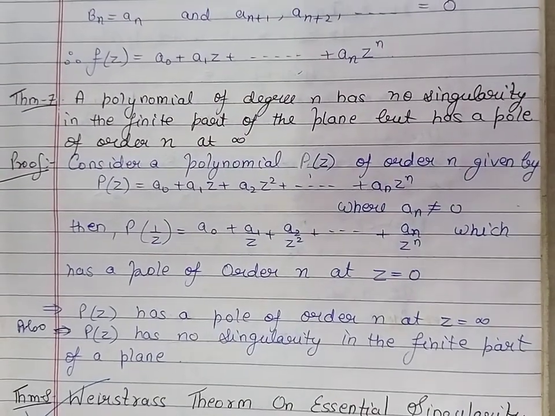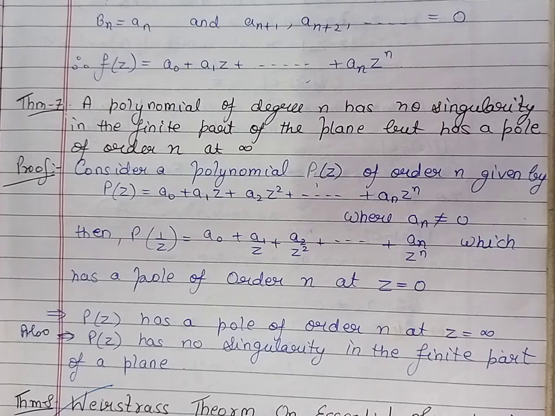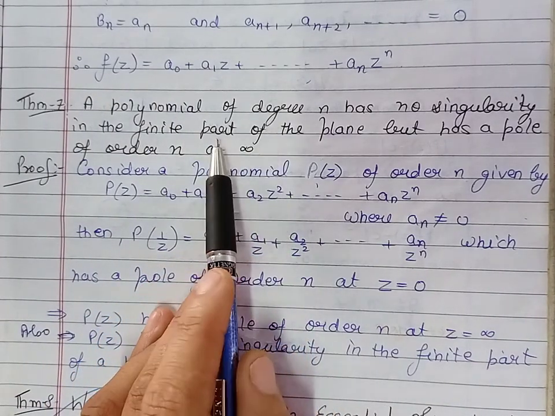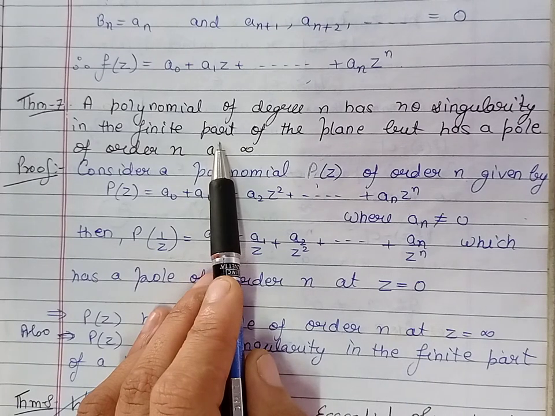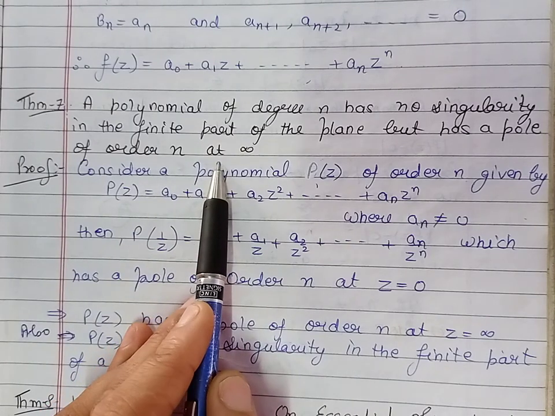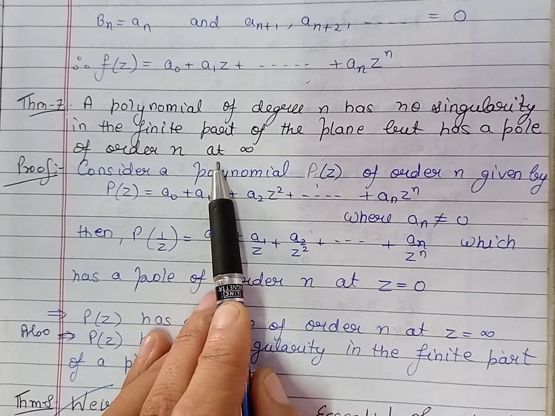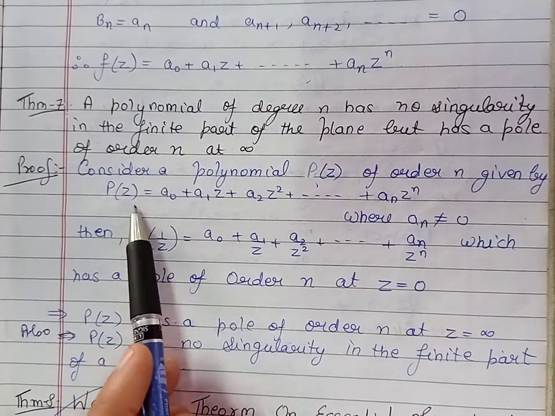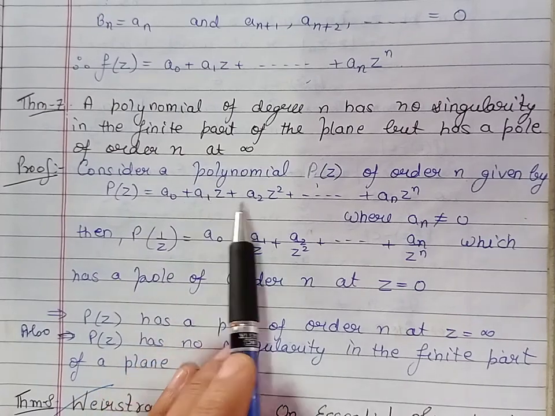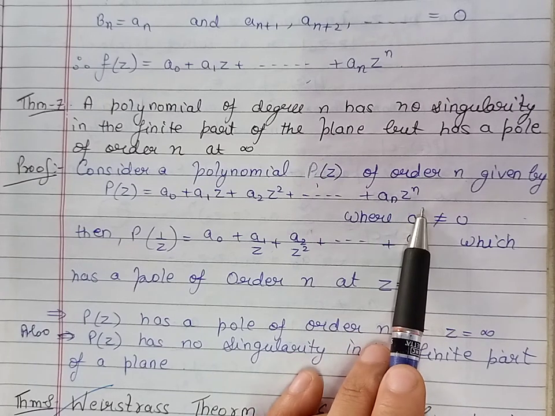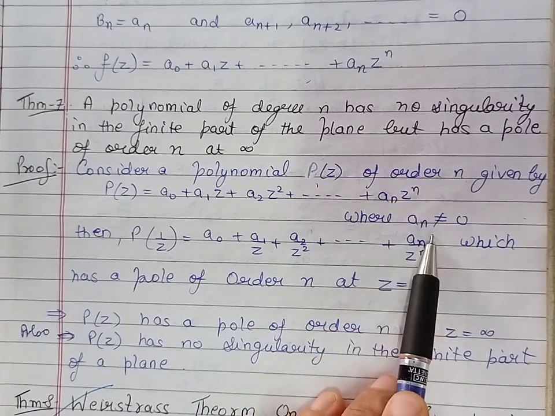In the next theorem, we show that a polynomial of degree n has no singularity in the finite part of the complex plane, but has a pole of order n at infinity. So let us consider a polynomial of degree n given by p(z) = a_0 + a_1 z + a_2 z^2 and so on, up to a_n z^n. Here a_n is not equal to 0 because the degree of the polynomial is n.